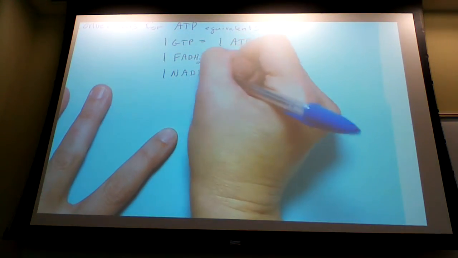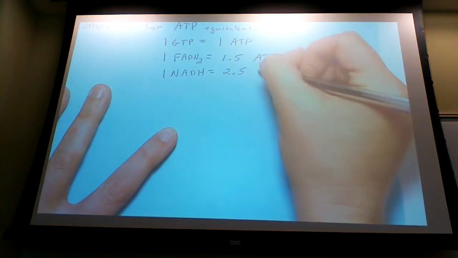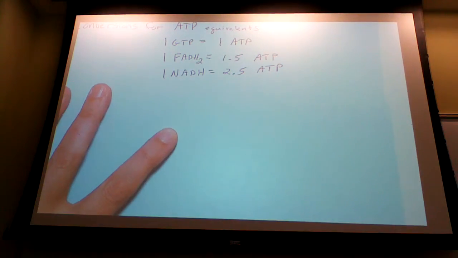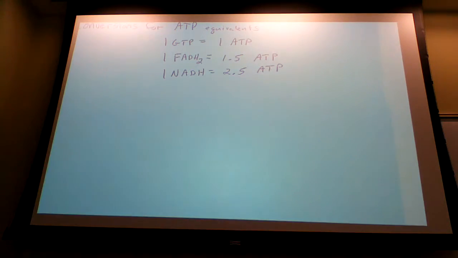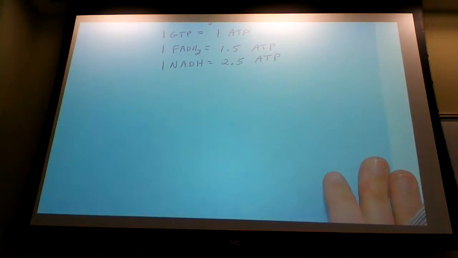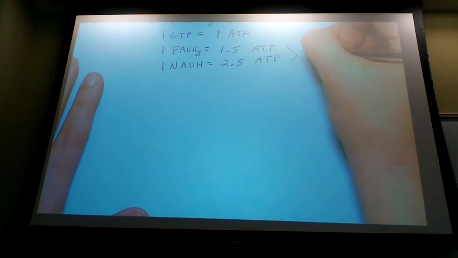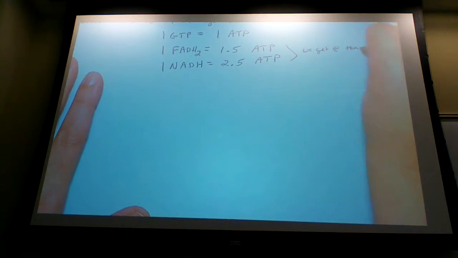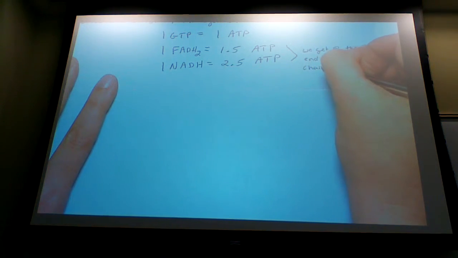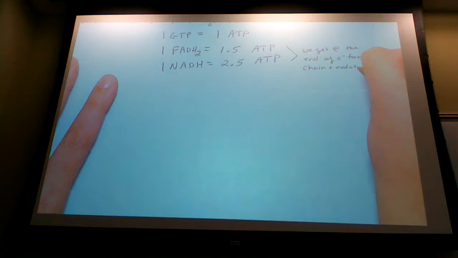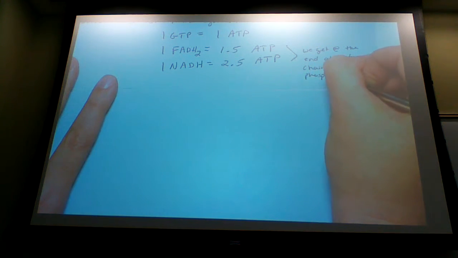NADH, they used to teach it as 3, but it's really closer to 2.5. So if you go look in older books, or maybe if you learned it in high school, you might have learned it as nice round numbers instead, but we're going to do fractions. So these we get at the end of the electron transport chain and oxidative phosphorylation, which I think is the next chapter.